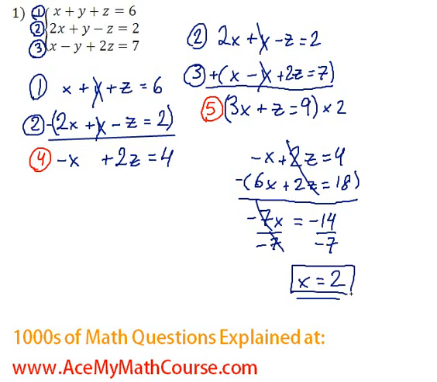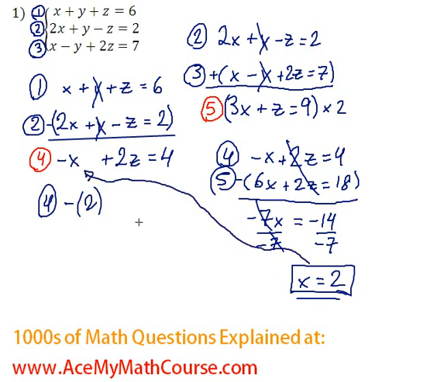Great, so I have found one variable. Now I just have to find y and z. Actually, let me number these equations anyways. That was 4 and that was 5. I'm going to choose equation 4, plug in x equals 2 into it, and solve for z. So equation number 4 again, negative 2, so I just plugged it in here, plus 2z equals 4. Negative 2 plus 2z equals 4.